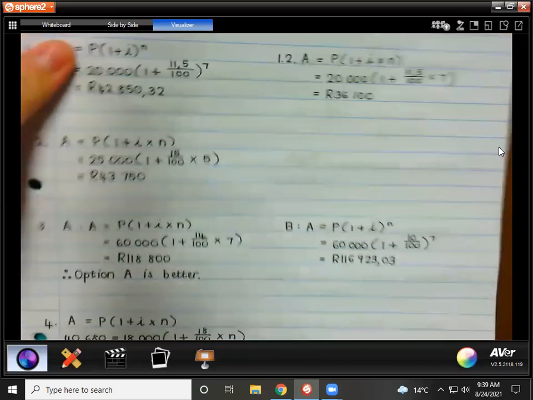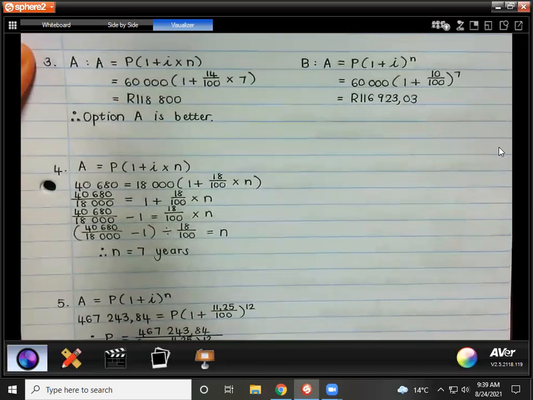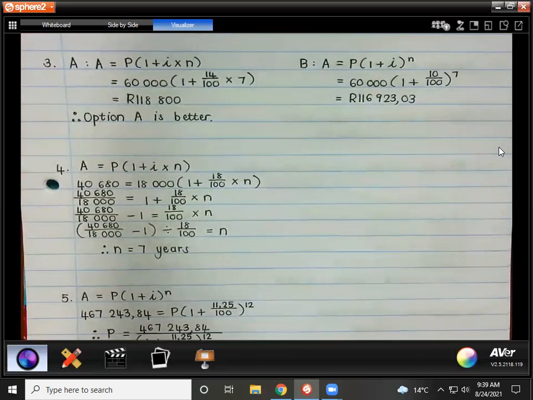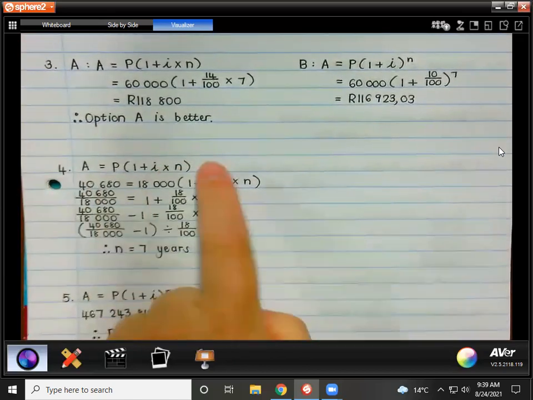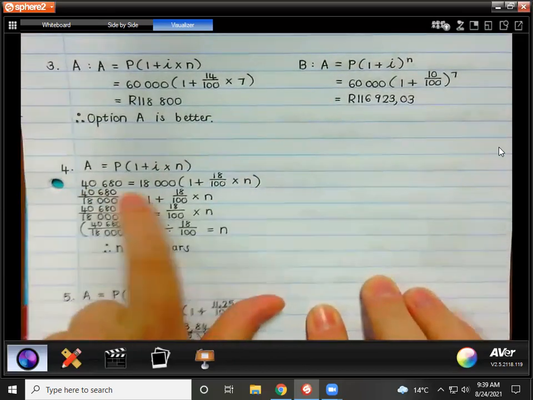All right, number 4, that was one where we had to calculate N. So this is what I did with you guys last week, I think on Wednesday, where you have your simple interest formula. Then you fill all of your values in.